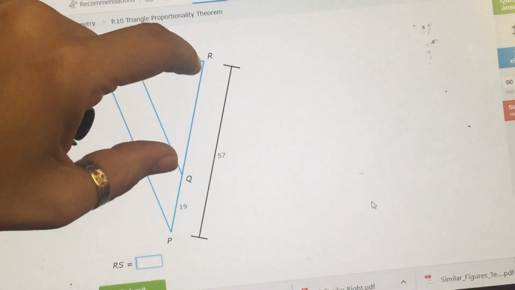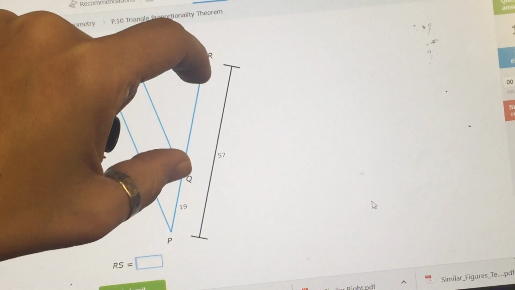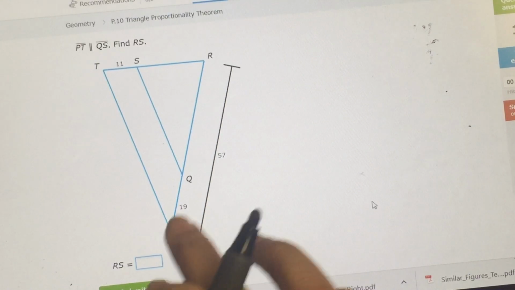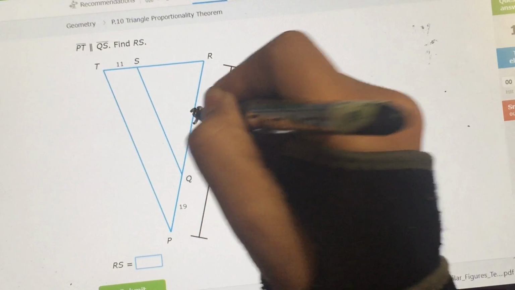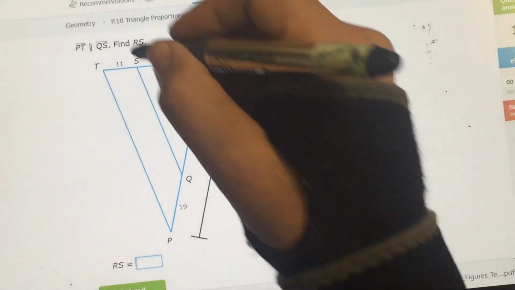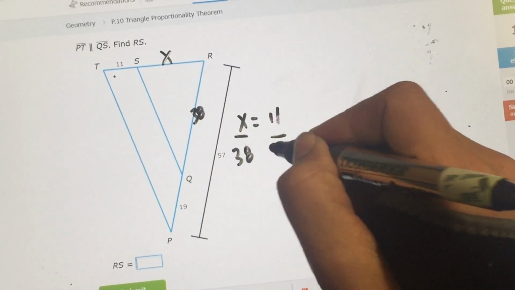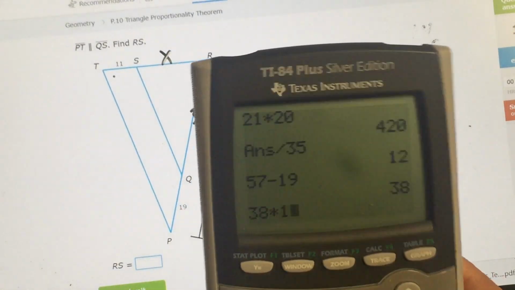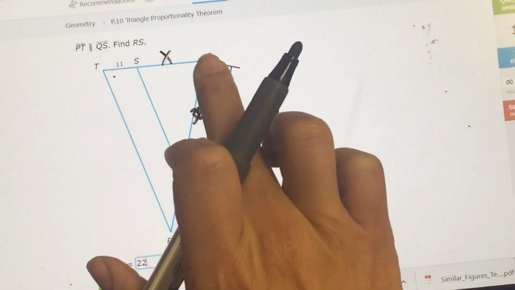All right, I already know I'm going to have to find this part, so I might as well find it. Part 1 plus part 2 is the whole thing. So 19 plus this is this. To find that missing part, I just subtract 19 from 57. So I'm going to get 38 because 19 plus 38 is 57. And the question is find RS. So x goes with 11. x goes with 11, so 38 goes with 19. Cross multiply and divide. So 38 times 11 divided by 19. 22. And make sure I answered RS. RS, yeah.